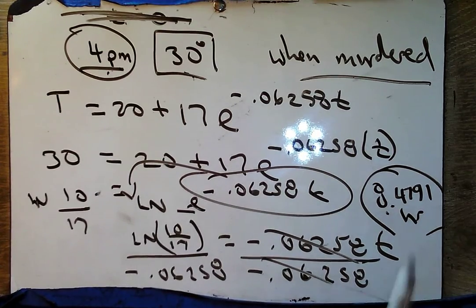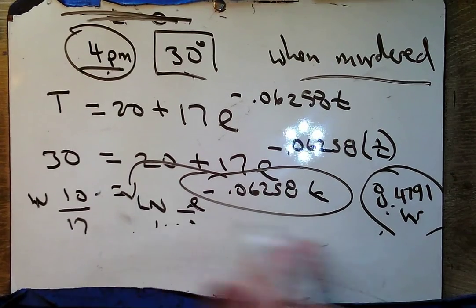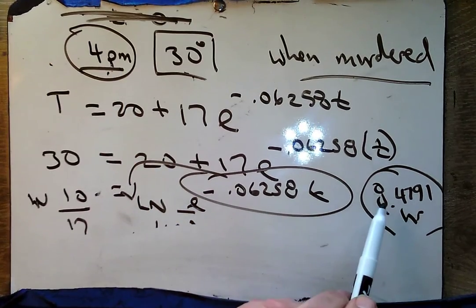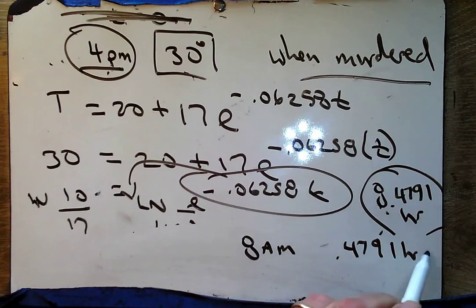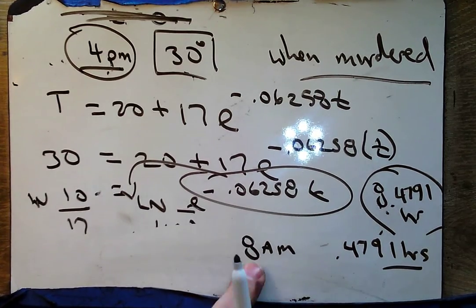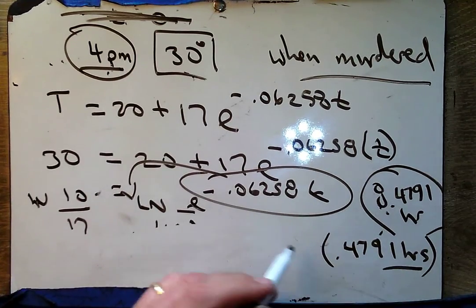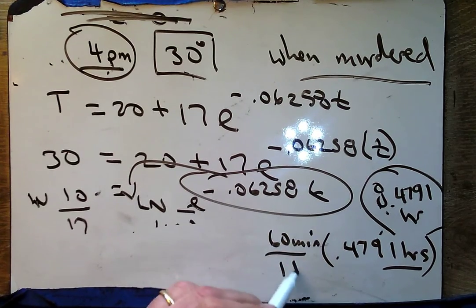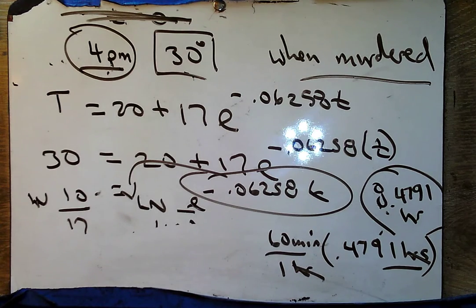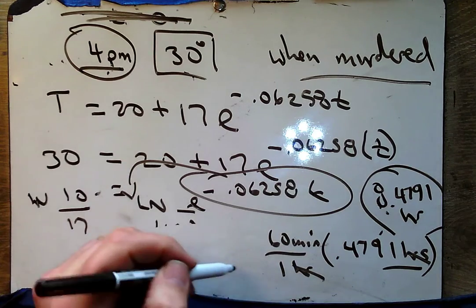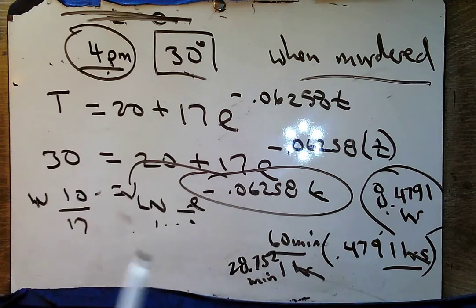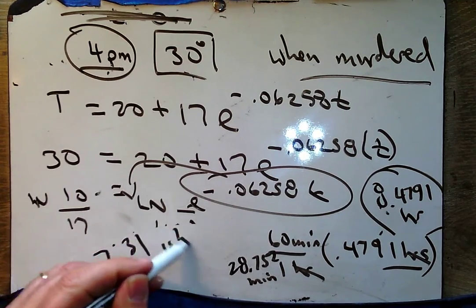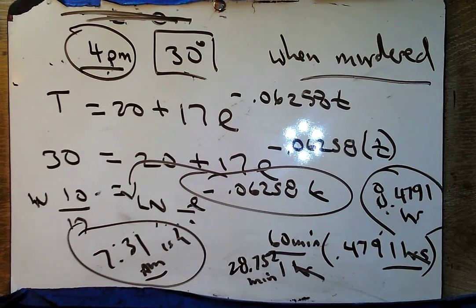Well, let's see if we can figure out when that is. Okay, so I know that 4 of these hours take me from 4 p.m. to noon, and 4 more of these hours take me from noon to 8 a.m. So I'm at 8 a.m. looking at 0.4791 hours. Well, I have to take this number of hours away from 8 a.m. Can we figure out how many minutes that is? If I multiply this number by 60 minutes per hour, I get 28.752 minutes. So I want 28 minutes before 8 a.m. So 7:31-ish a.m. A morning murder, not a middle of the night murder.